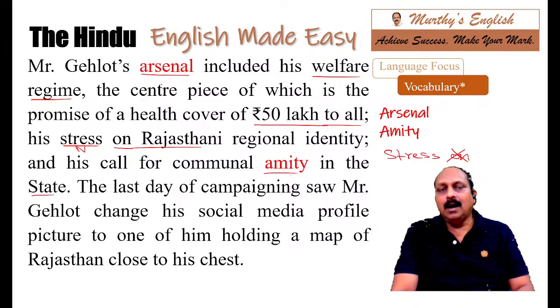So, what did the arsenal include? The CM's arsenal included a few things. One, welfare regime. Second, 50 lakh to all, insurance, health cover. And third, regional identity, Rajasthani regional identity. And the fourth, communal amity in the state. The last day of campaigning saw Mr.